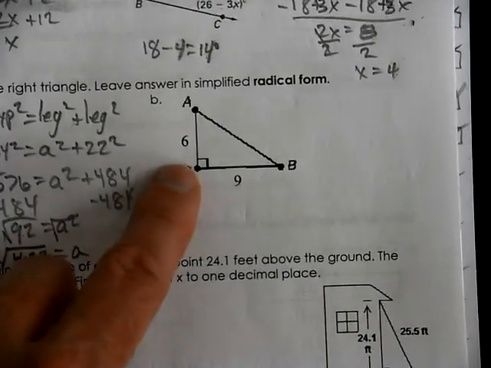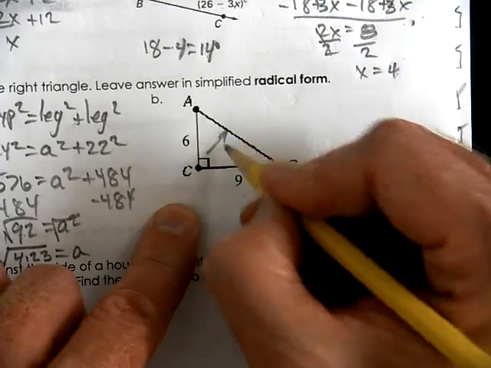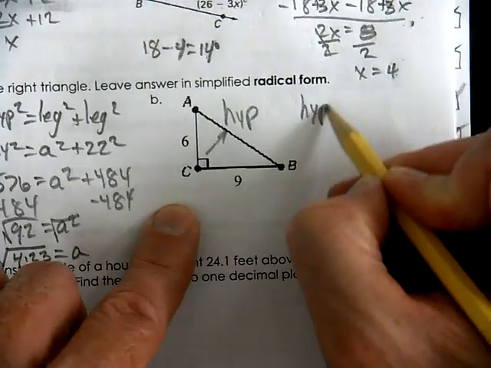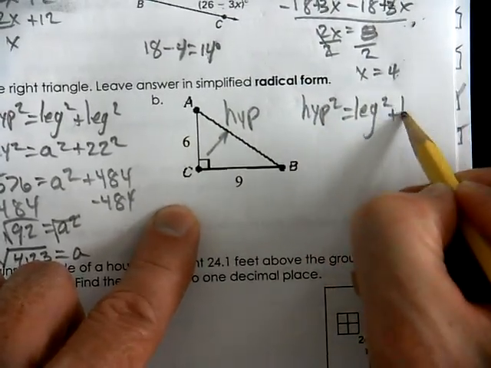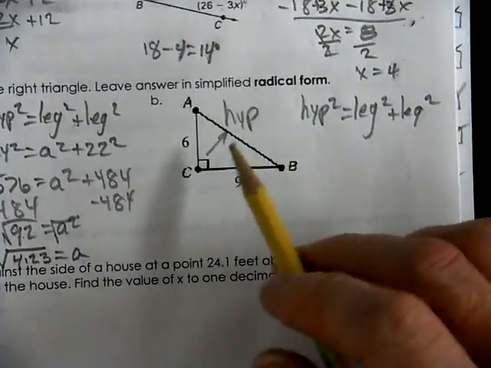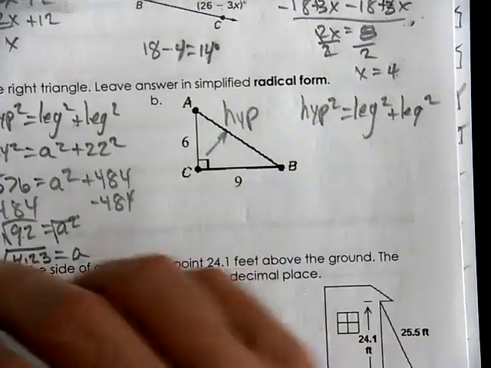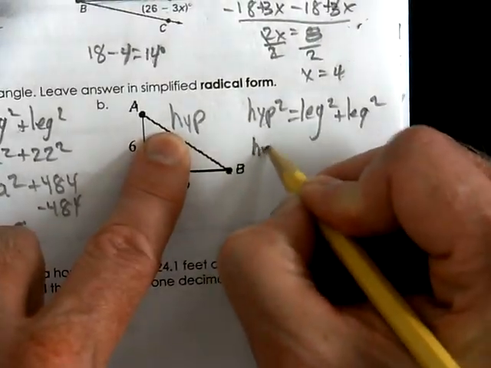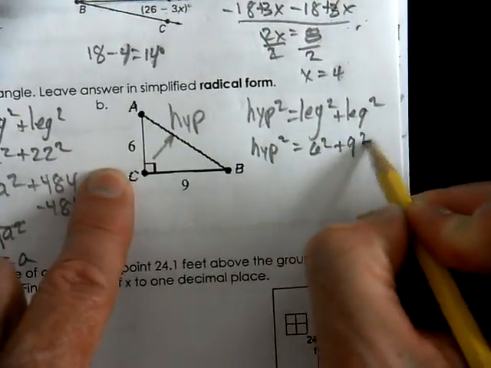Let's try this one over here. 6, 9, and blank. Again, this is the hypotenuse. You have to have the unknown in its correct location. So you don't always just put the unknown on the outside. So here we put the unknown, because that's what we don't know. Here we put the unknown in the leg location. The hypotenuse is unknown, but we know the leg squared plus leg squared.